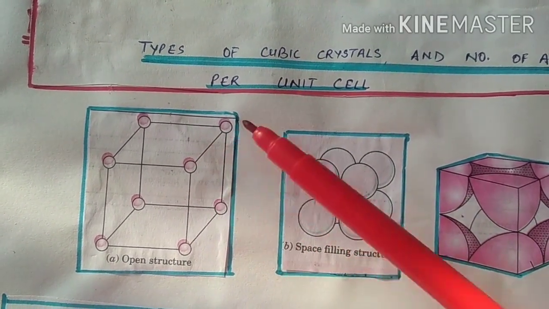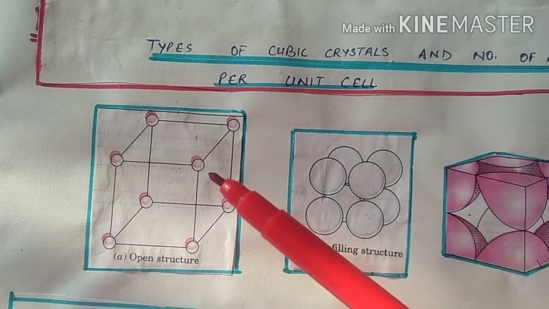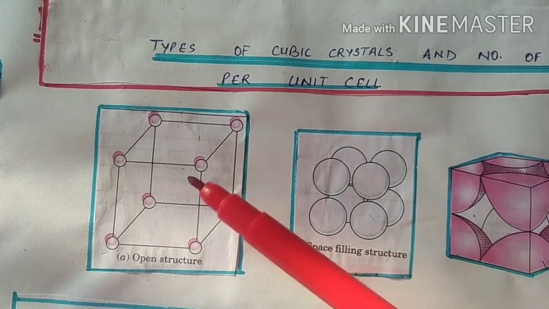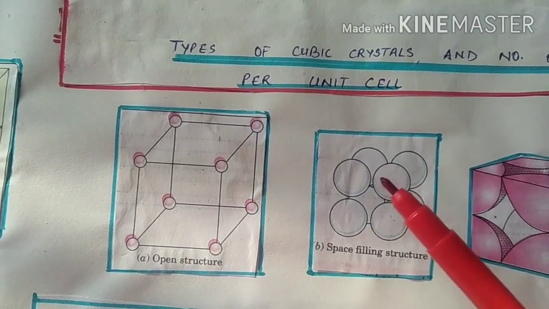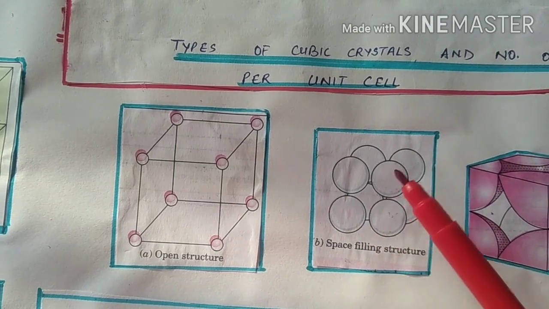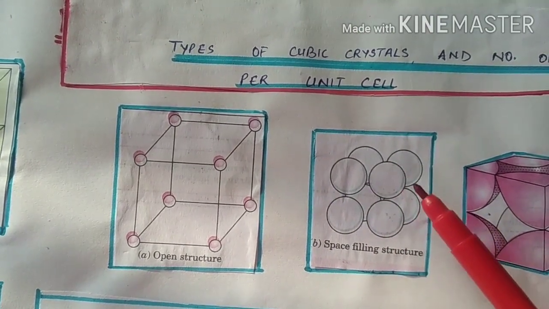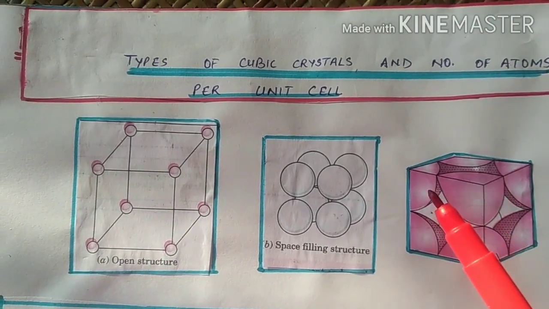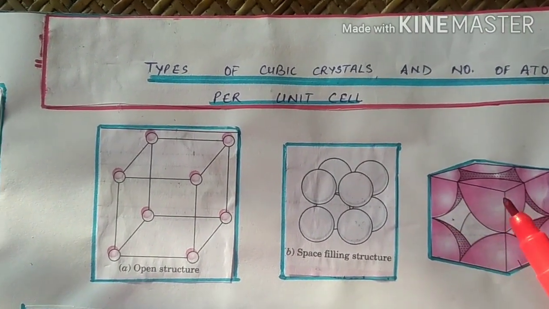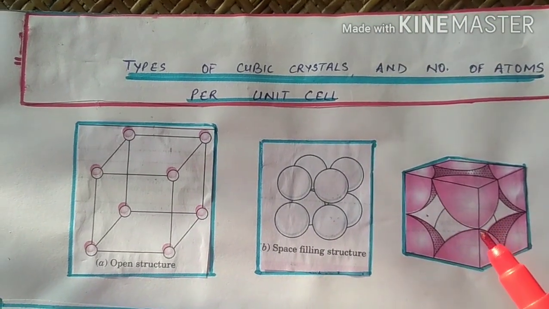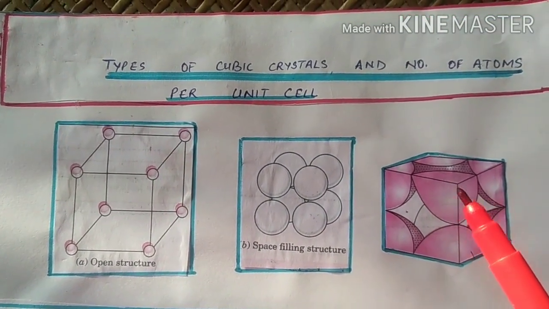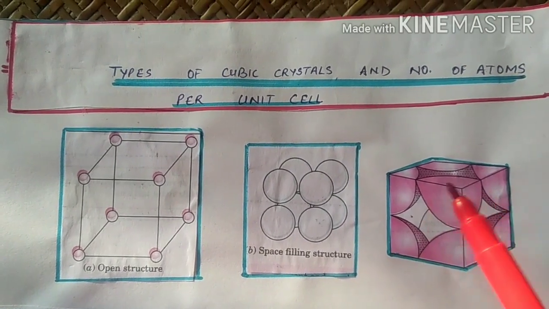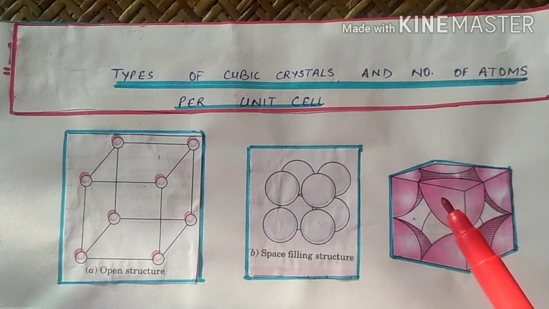Actually, these atoms are touching each other, but in the open structure, just to show the edges and the placement of atoms, they have been shown far apart from each other. This is the actual space filling structure where you can see that the atoms are actually touching each other. And this diagram has been made with respect to the contribution of each atom present in the unit cell. So as you know, the atom at the corner, its contribution is only 1/8 to that unit cell. So only 1/8 of the atom is shown here.